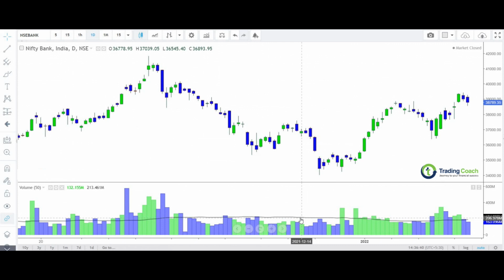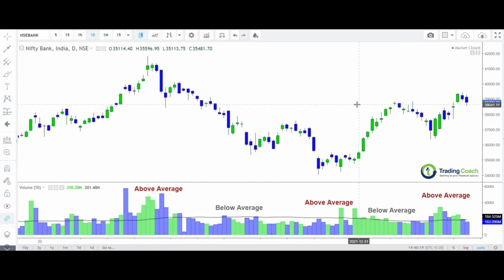What this moving average does is tell us whenever the volume is above average or whenever the volume is below average. Let me show you some examples on this volume graph. Let me mark it out. Take a look at the volume graph over here. I marked a series of above average as well as below average volume.